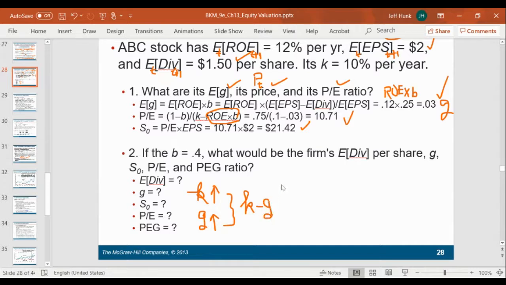What's going to happen to K minus G depends on which effect prevails. In other words, if the change in K is greater than the change in G, then K minus G will still be positive.